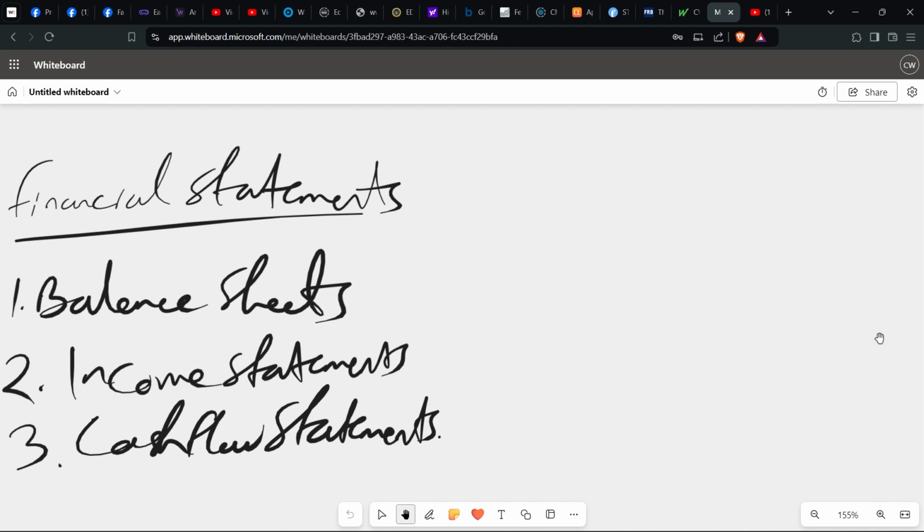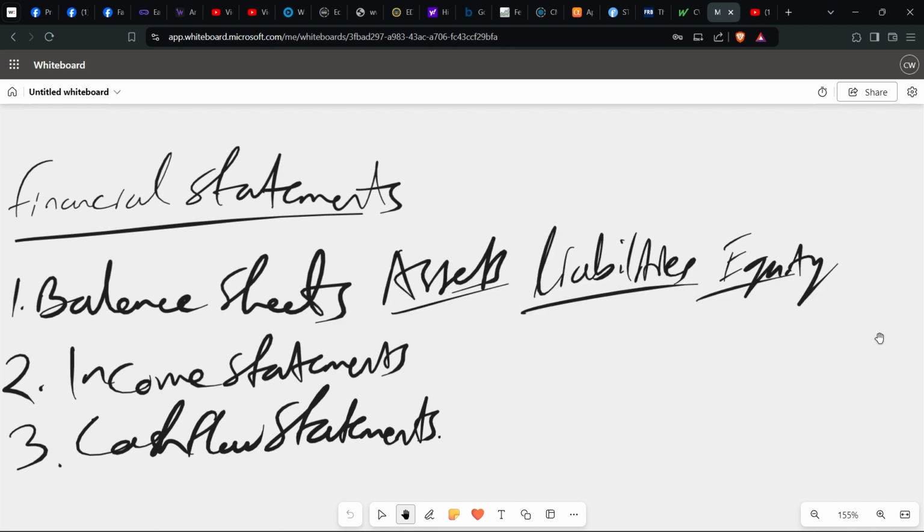So a balance sheet is a record of what a company owns and owes and the worth of the company. As you've heard, it contains three main things: what a company owns, the assets; what a company owes, the liabilities. This is where the debts are; and the worth of the company, the equity. Equity is the difference between assets and liabilities.